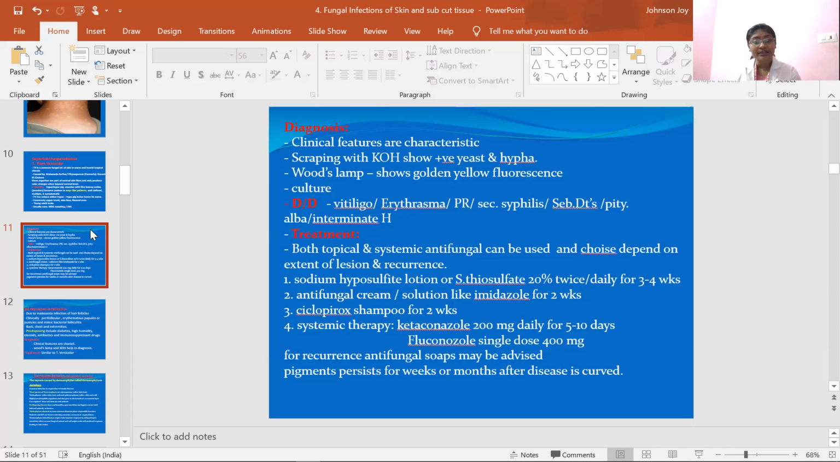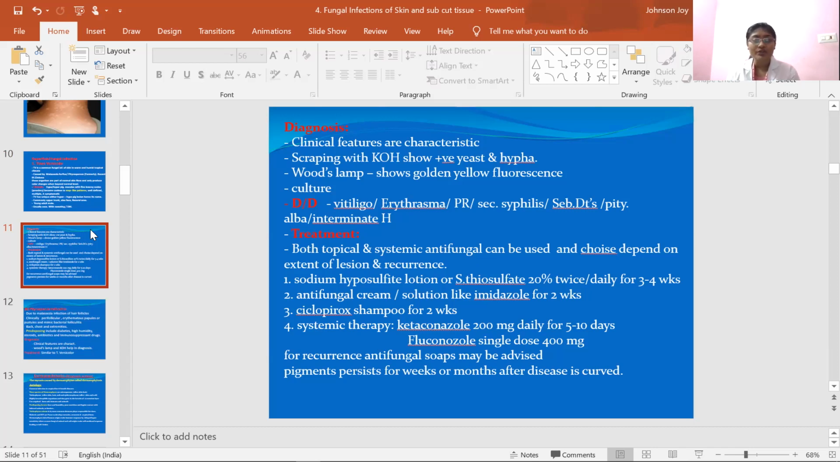Next is antifungal cream or solutions like imidazole, which you can give for 2 weeks, or ciclopirox shampoo, which you can give for 2 weeks. And the systemic therapy like ketoconazole 200 mg daily for 5 to 10 days, or tablet fluconazole 400 mg as a single stat dose is sufficient. So systemically what you can give is tablet ketoconazole or fluconazole.